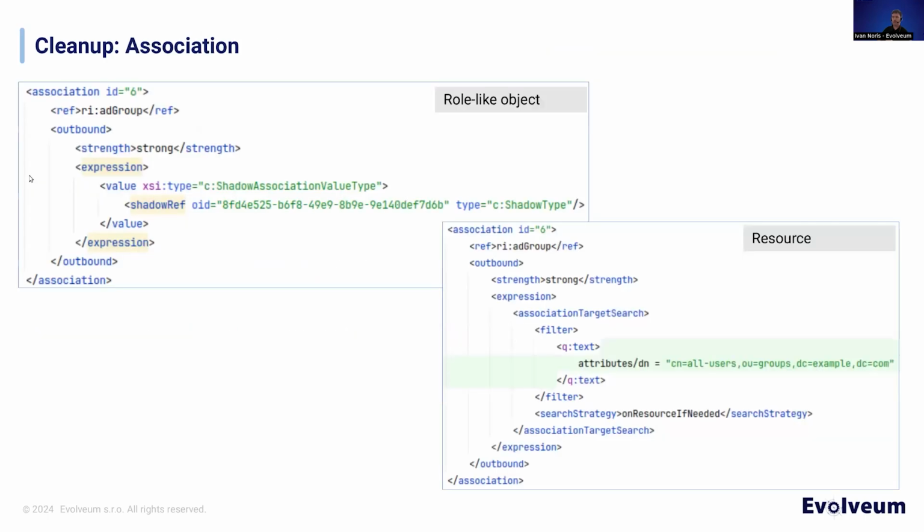And finally, how to clean up the association and passwords. So association, if you have, this is from a role, a role which is referring to a specific group in a specific resource. It looks like this. This is not portable. Shadow OID is not portable. So using Studio, you can convert it to association target search by the distinguished name, for example, of the group. So this is something which will also help you make your role-like objects portable.